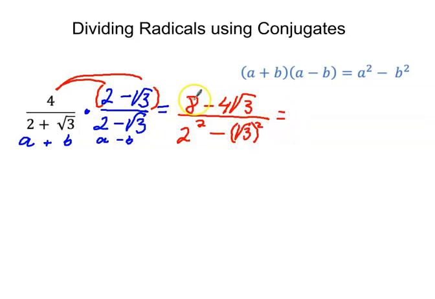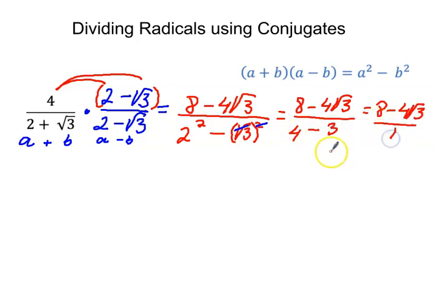Now, the numerator is going to stay 8 minus 4 square root of 3, divided by 2 squared, 2 times 2, 4, minus square root of 3 squared. If you have a square root that you square, you're basically canceling the square root and the square, and the answer is going to be 3. Alright, so now we write the numerator 8 minus 4 square root of 3 divided by 4 minus 3, which is 1, but we do not have to write 1, so 8 minus 4 square root of 3 is going to be the answer.